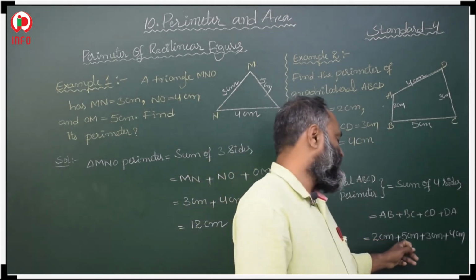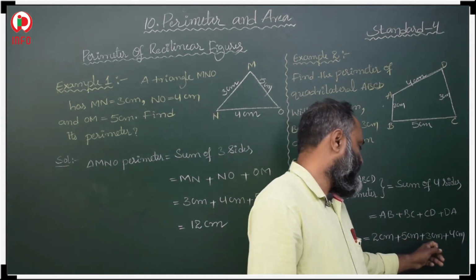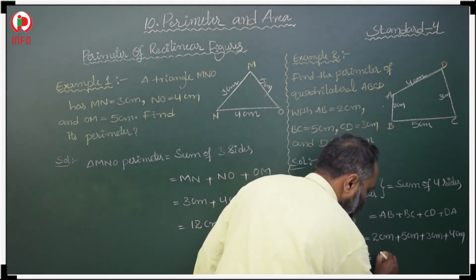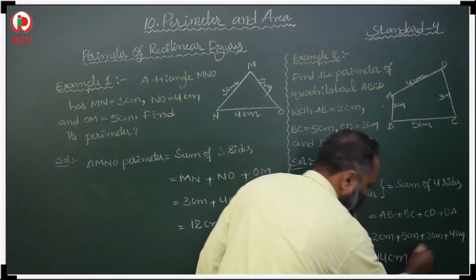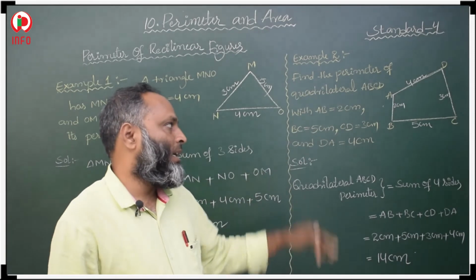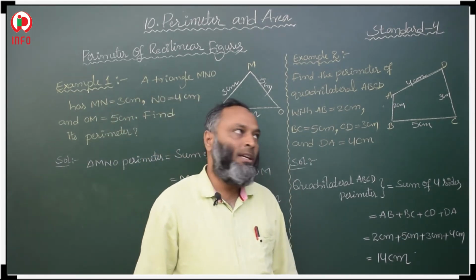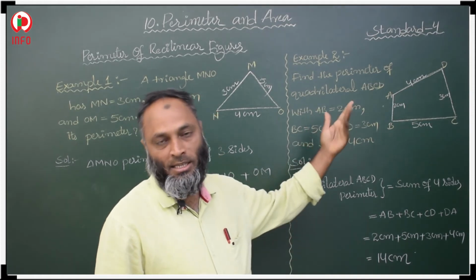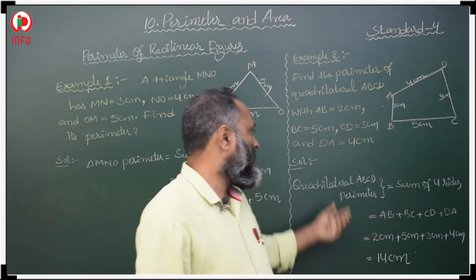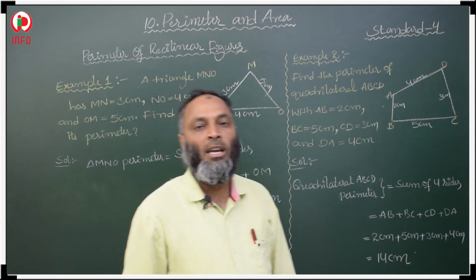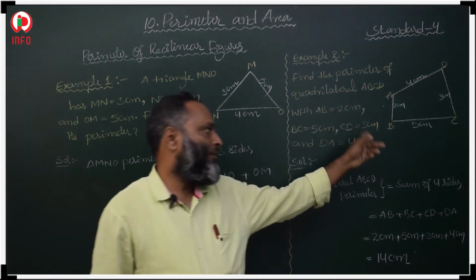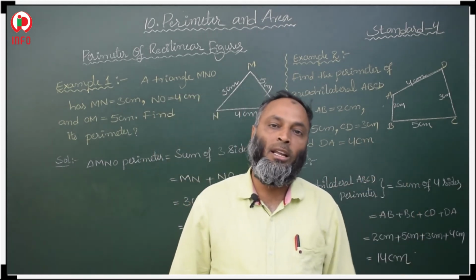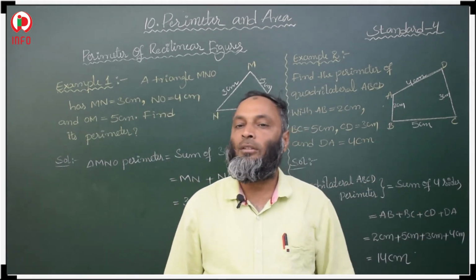5 plus 2 is 7, 7 plus 3 is 10, 10 plus 4 is 14 centimeters. This quadrilateral is a rectilinear figure, so it is enclosed with straight lines or line segments. That is why this quadrilateral is a rectilinear figure. So adding the 4 sides, you will get the perimeter of a rectilinear figure, that is a quadrilateral. Okay.